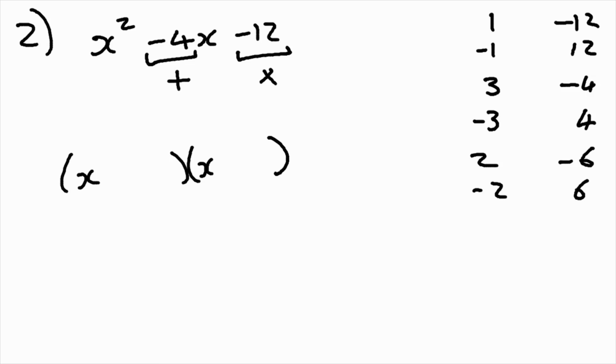We now look at the pairs of numbers and say which ones add up to give you -4. If we work through, we see that it's 2 and -6. So inside our brackets, it's going to be +2 and -6.